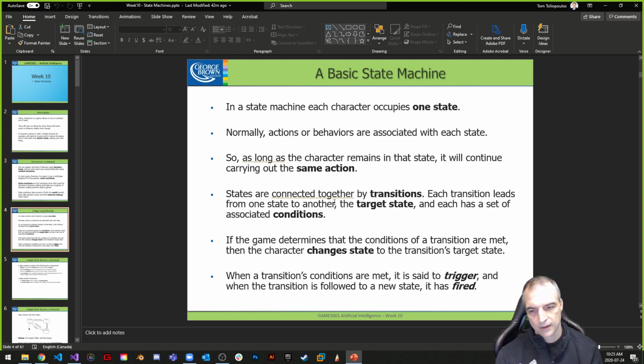So something that triggers a transition is some kind of condition. Transition, condition, I know the words sound kind of the same. But a condition is something that happened, an event that occurred that triggers the change from one state to the other. And when it's triggered, we can say that the transition's fired. Okay?